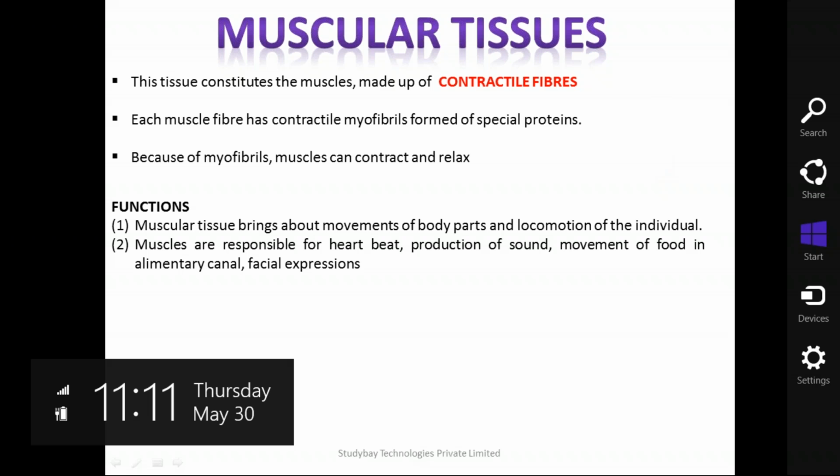Now, the basic function of muscular tissue is to bring about the movement of the body parts and the locomotion of the individual. And again, these muscles are responsible for heartbeat, production of sound, movement of food in the alimentary canal, and facial expressions.